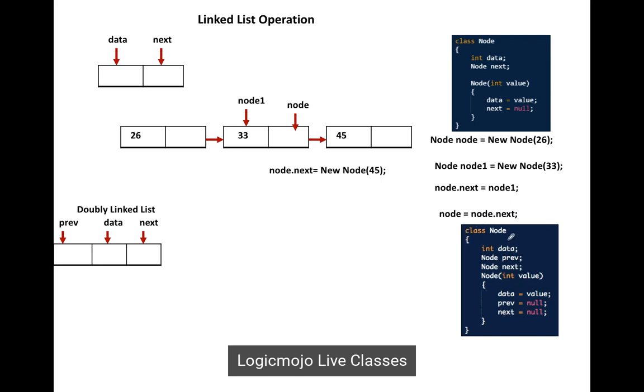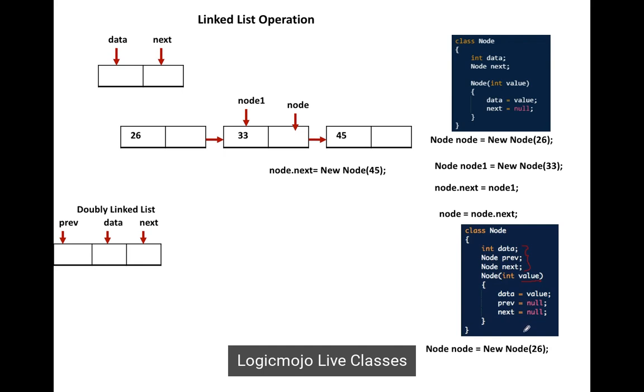So in this case also, we have to create one class. Now in this case, we have the three data members. In a singly linked list, we have the two, that is data and next. Now in a doubly linked list, we have data, previous and next. And in the constructor, we are passing the value which will be assigned to this data, and correspondingly this previous and next will be null.